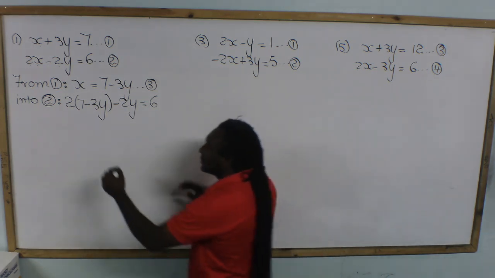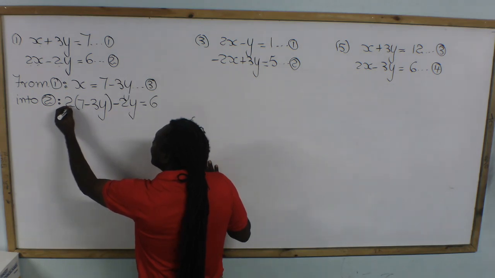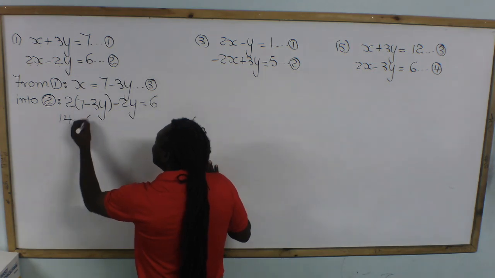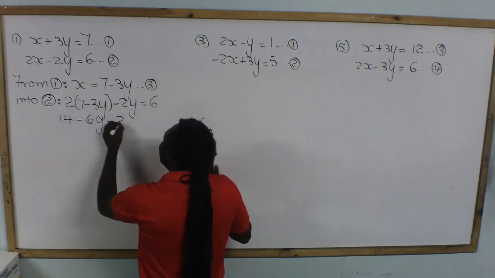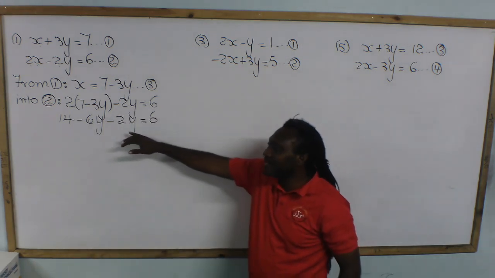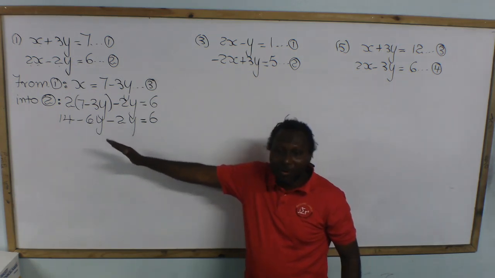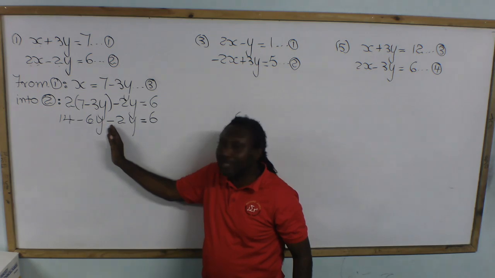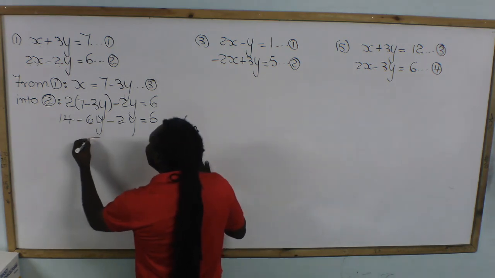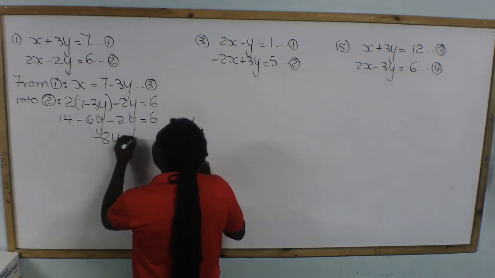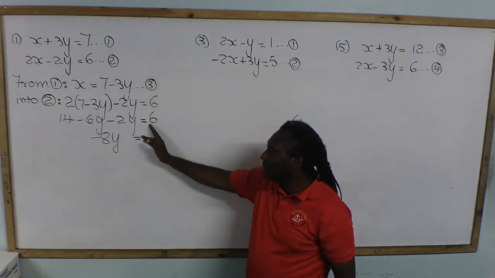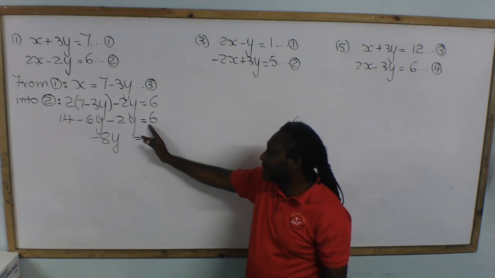And in our next step, we will now take additional steps here. We know negative 6y minus 2y. What will that give? Negative 8y. So that's negative 8y.